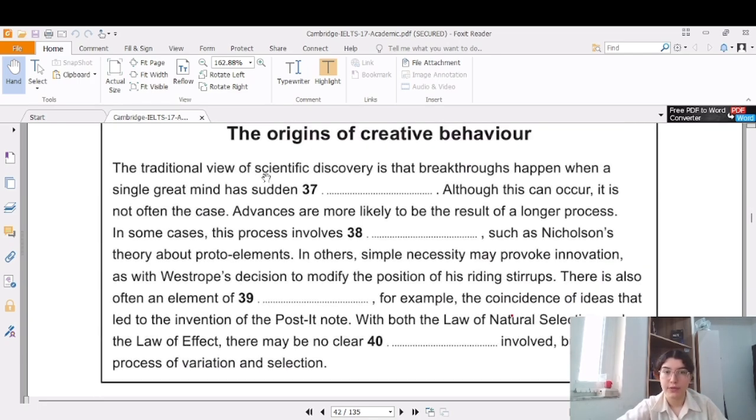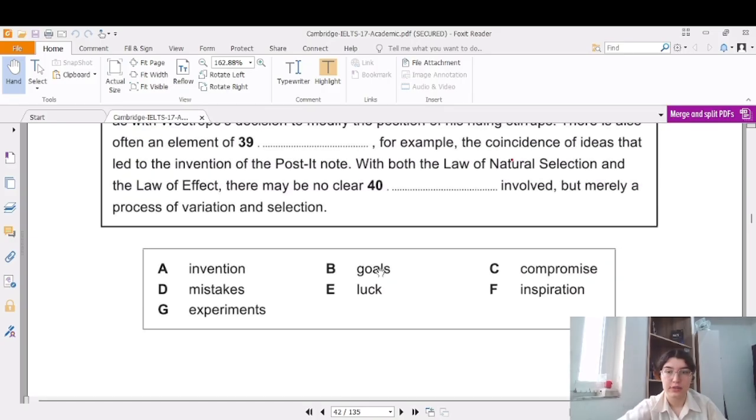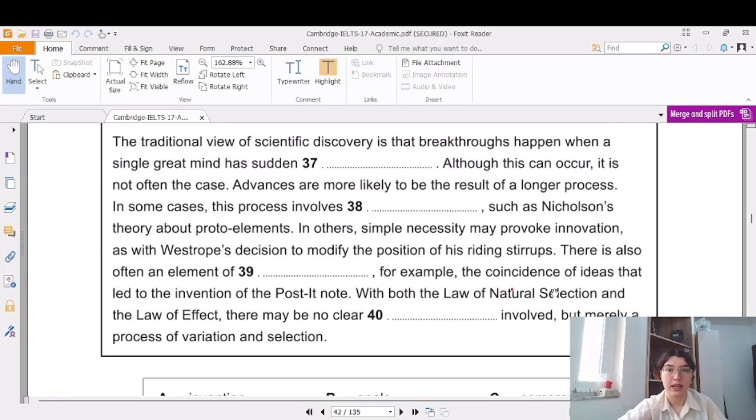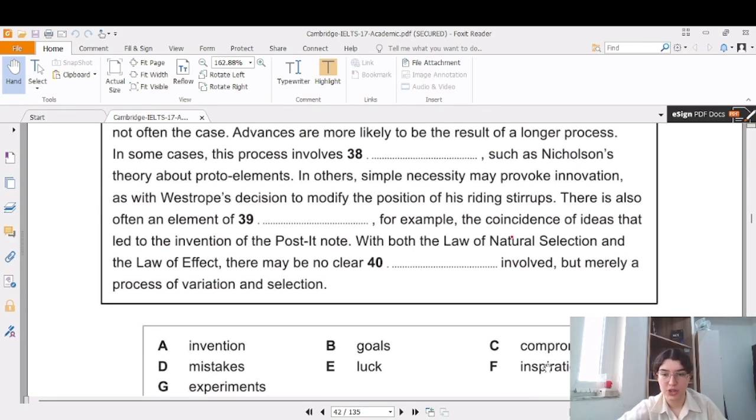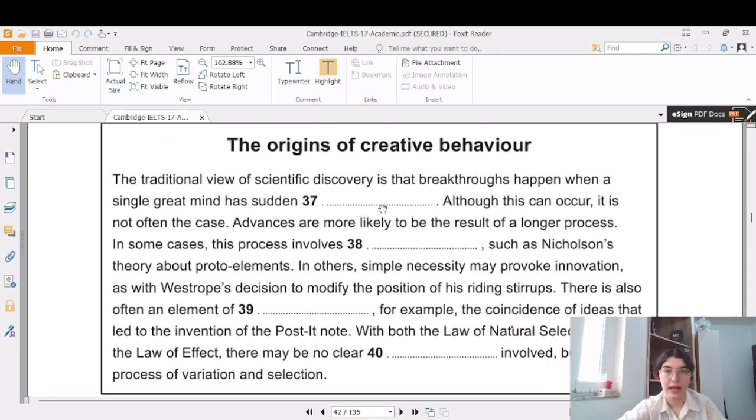So it says the traditional view of scientific discovery is that breakthroughs happen when a single mind has sudden... invention, sudden goals, sudden compromise, sudden mistakes, luck, inspiration, experiment. It would be inspiration. A lot of people might think that they suddenly come up with these ideas. The ideas spontaneously pop into their minds, or they're suddenly inspired by something and they propose theories. So because of that, they think that one single mind has sudden inspiration. The answer to that would be F.